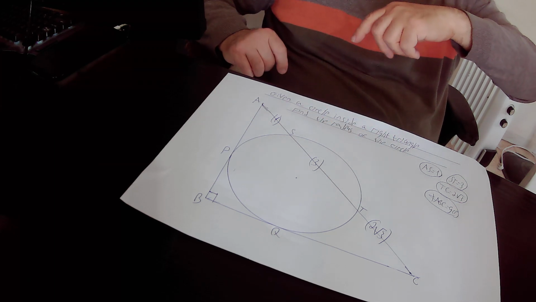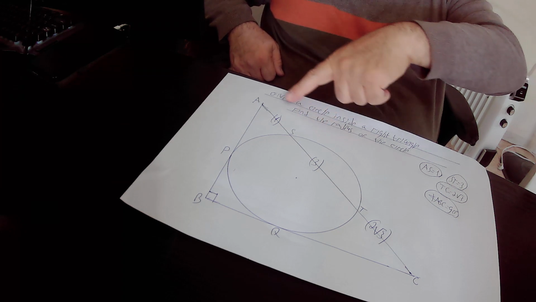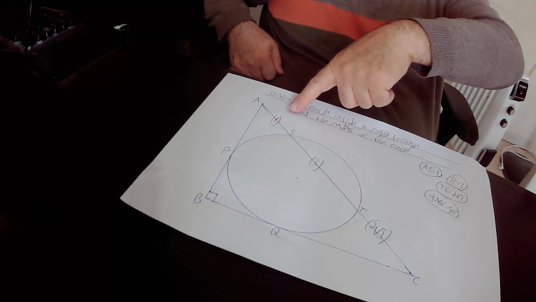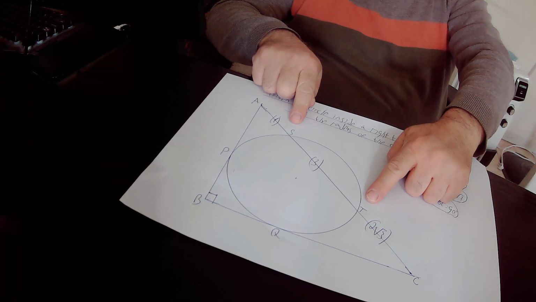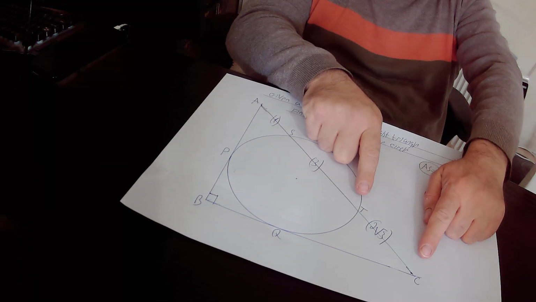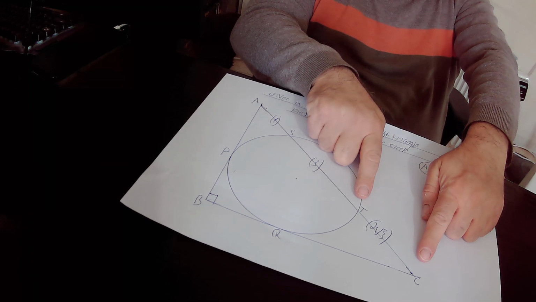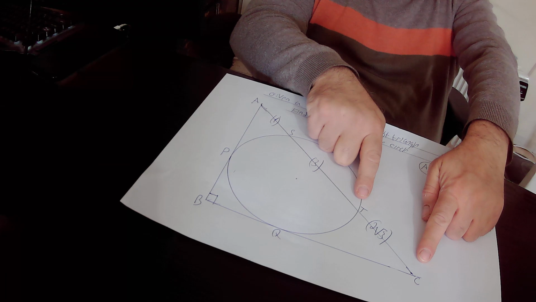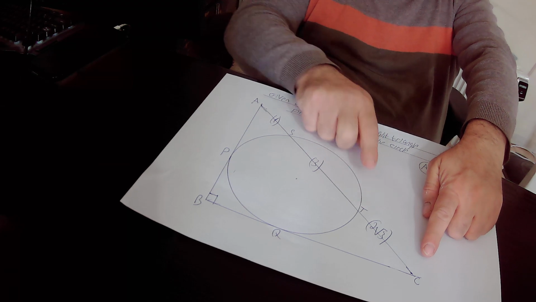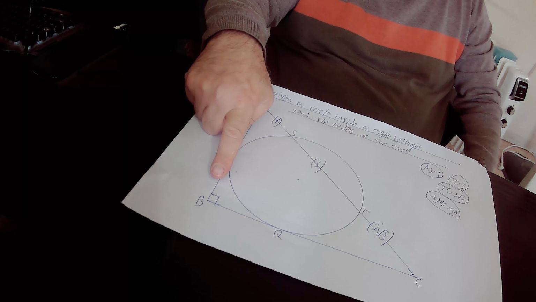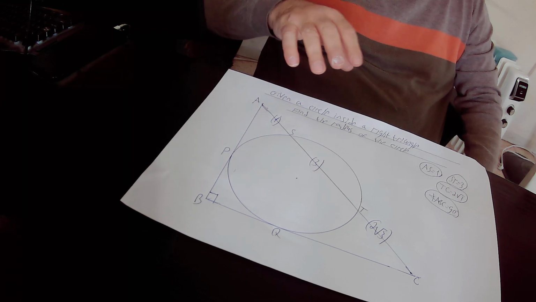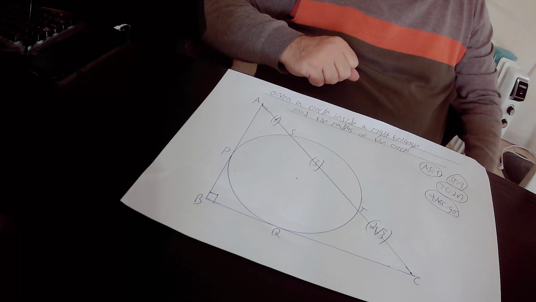In addition, we know that line segment AS is equal to 1 unit in its length. This is line segment ST, that is equal to 3 units. And finally, line segment TC is equal to 2 times square root of 3 units in its length. And this is angle ABC, that is the right angle. Again, our mission is to find out the radius of this circle.